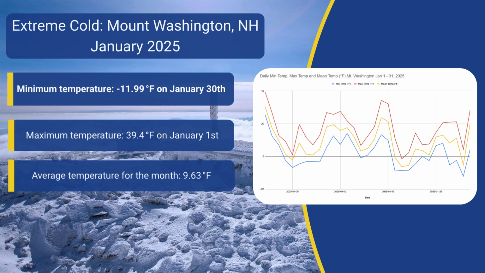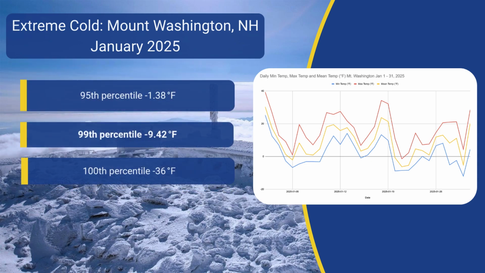Doing a corresponding percentile query to see how that compares to the station's historical data, the data indicated that the negative 12 degree day recorded on the 30th was colder than the 99th percentile of recorded temperatures, making that day on January 30th stand out as one of the most extreme cold events in the station's history.